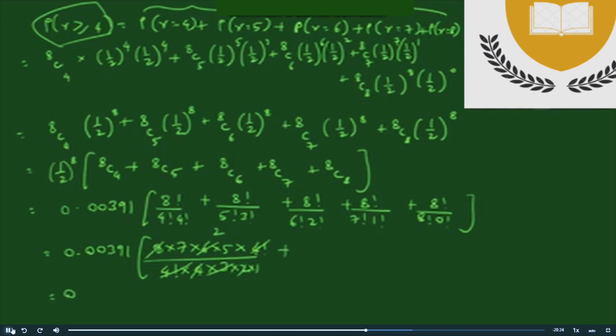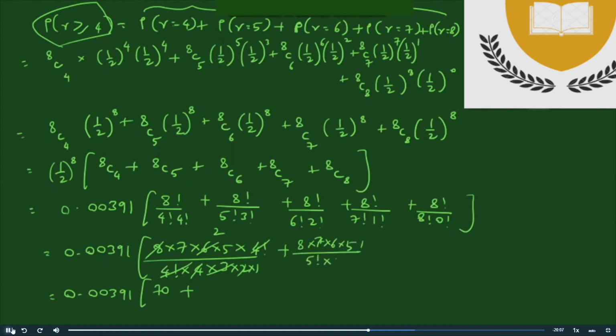4 and 2 will be 8, and 3 2s are 6. Okay, this is 0.00391 into 7 2s are 14, 5s are 70. So this is 70, plus here 8 into 7 into 6 into 5 factorial by 5 factorial into 3 into 2. So this will go, this is 56. Then the third part is 8 into 7 into 6 factorial by 6 factorial into 2. This would give me 28.